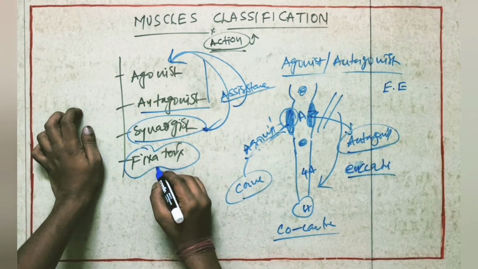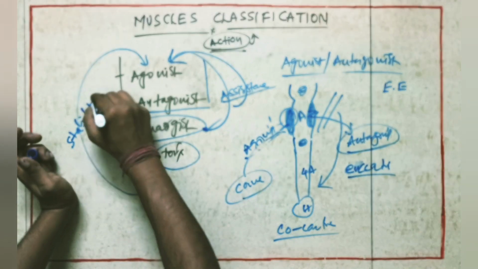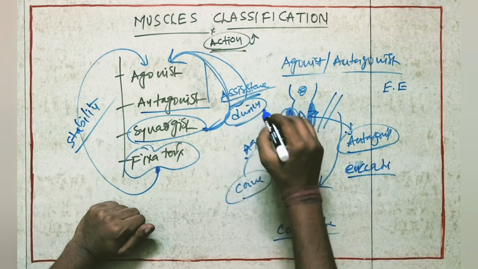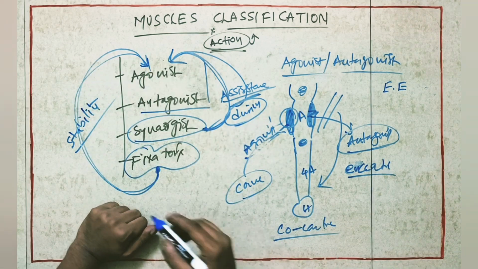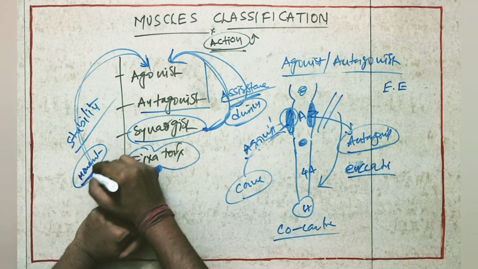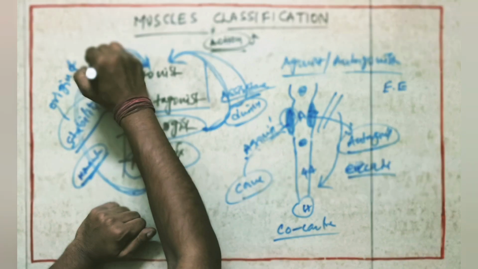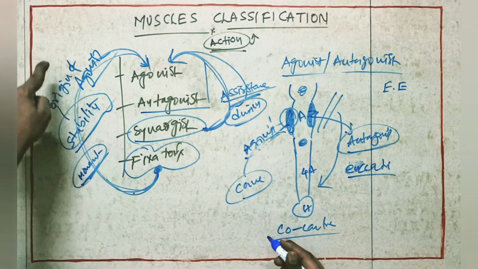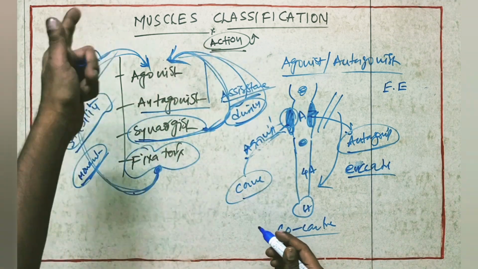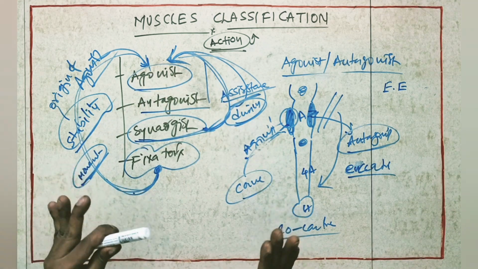Fixator muscle group means they are going to provide stability. The synergists are going to provide assistance during the movement, and the fixators are going to provide stability to the movement. Fixator muscles will not be involved in movement. They are just going to provide stability to the origin of the agonist muscles. Fixators will provide stability, and synergists will provide assistance to the agonist muscle when the agonist muscles are performing a movement, either flexion, extension, whatever. Okay, so this is about muscle classification. Clear?